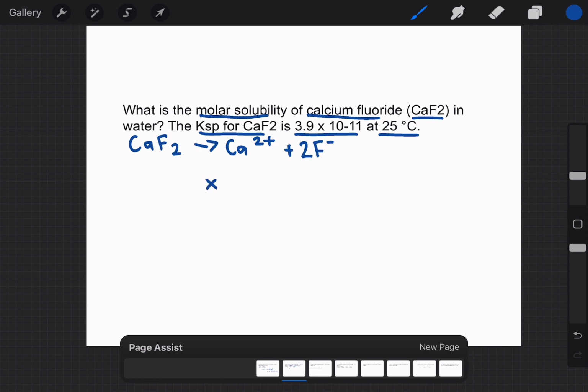Okay, hopefully you had enough time. We're just going to do x times (2x) to the power of 2. And this is because of the Ca2+, and the 2x squared for the F-. Alright, that should equal out to 4x to the power of 3, right?